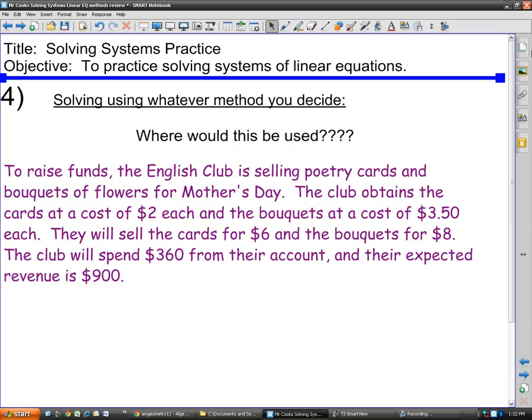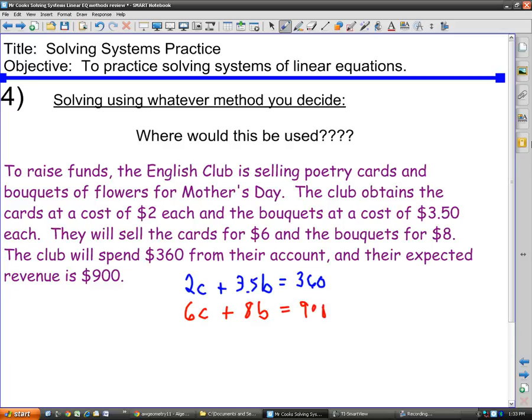So if I set up a system for this, I'm going to set up one for how much they pay. So 2x, we don't know how many they're buying of those. We don't know how many they're buying of the bouquets. And actually, I'm going to change the variables just to make it a little bit better. So I'm going to say $2 for the cards plus $3.50 for the bouquets, and they're going to spend $360. The other equation is they're going to charge $6 for the cards and $8 for the bouquets, and they're going to hopefully make $900.